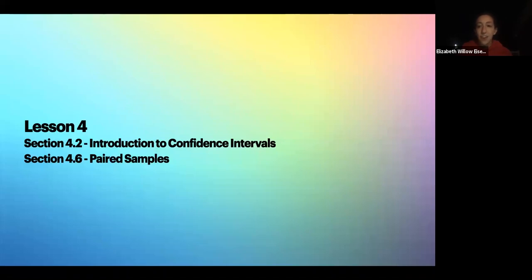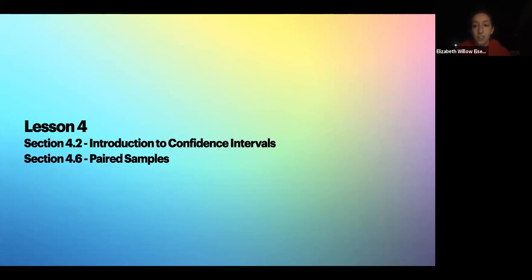Hey everyone, so we're going to do a real world example for lesson 4, and it's going to involve some pieces of section 4.2, which talks about how we talk about confidence intervals, how we interpret them, and that kind of thing. And then section 4.6, which goes over the case where you have paired samples.